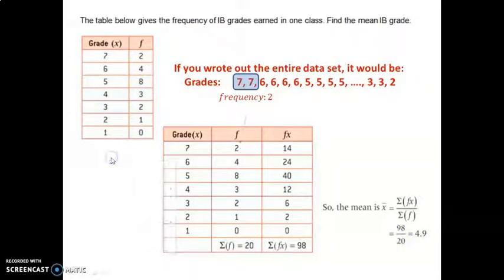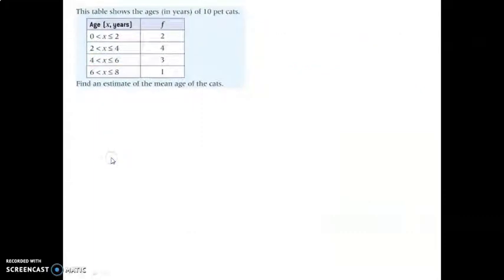Okay, next. We have this. Again, we have a frequency table, but this time there are classes that have ranges here. It shows the ages in years of 10 pets. So 2 pets are between 0 and 2 years old, 4 pets are between 2 and 4, and so on. It says estimate the mean age. Just like we did in the last question when we had a frequency table, you're going to multiply the value by the frequency to find the sum of values. However, in this case, we don't have an exact value here. So what are you going to do? How are you going to figure out what value to use here?